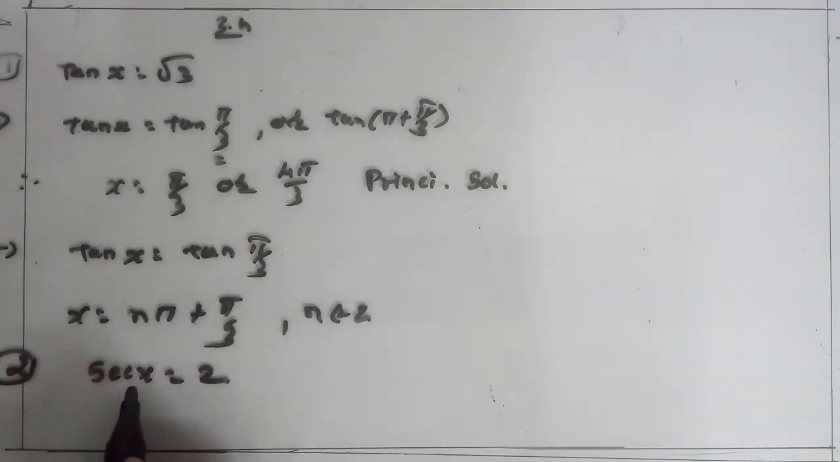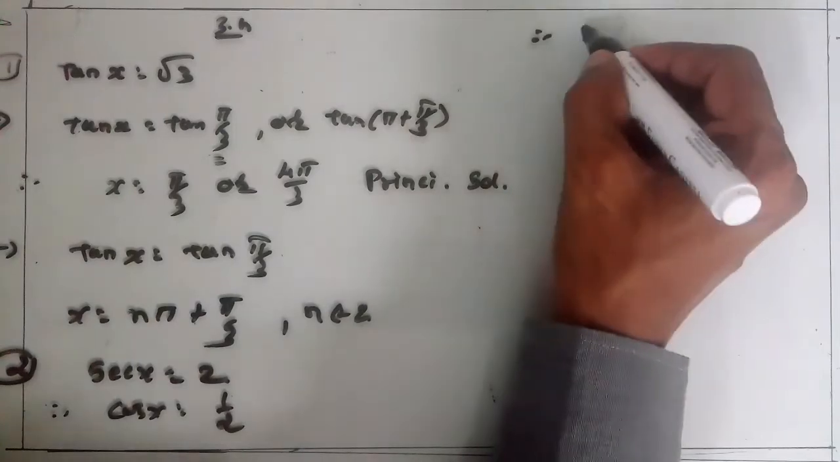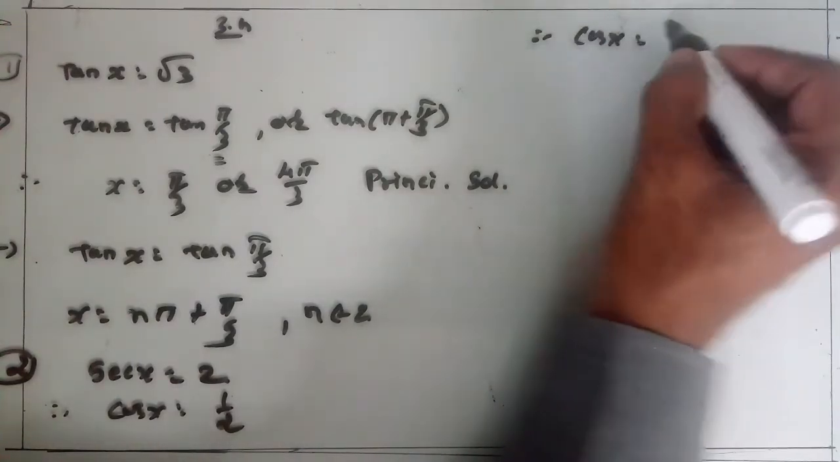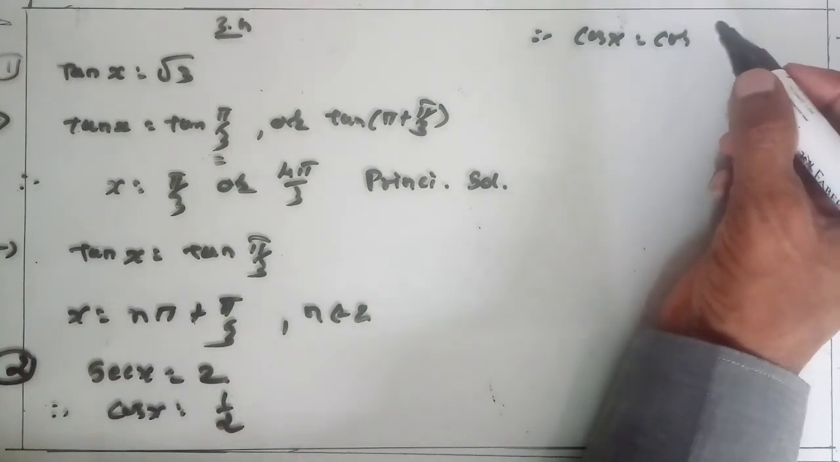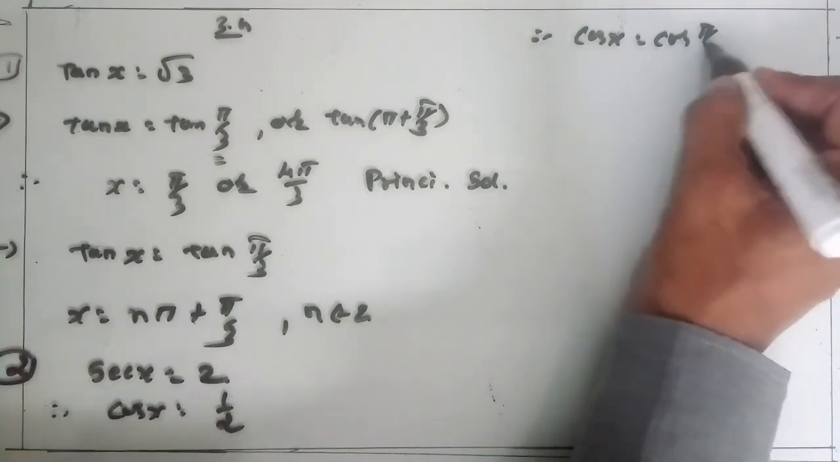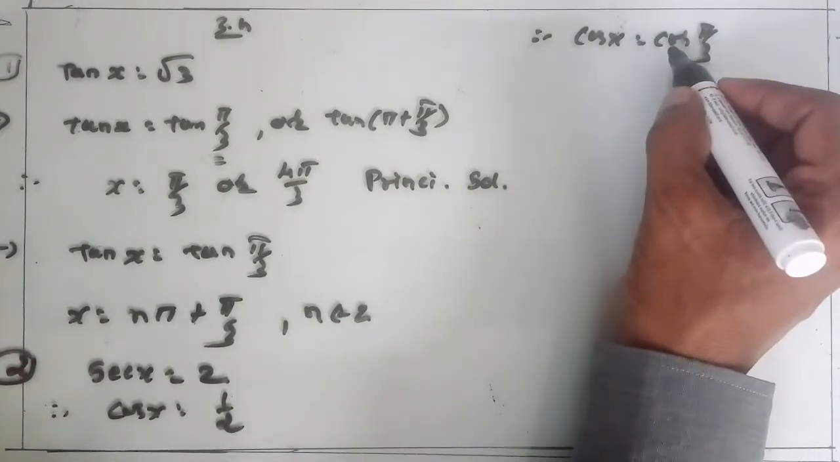So first we change the sec into main form, cos form. Cos x is equal to, take reciprocal on both sides, so it becomes 1 by 2. 1 by 2 change into cos form. So here we get cos x is equal to cos, think where the value of cos becomes 1 by 2, at pi by 3. We know that. Clear? So cos x is equal to cos pi by 3.